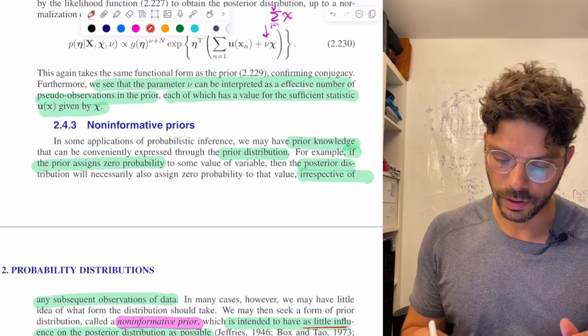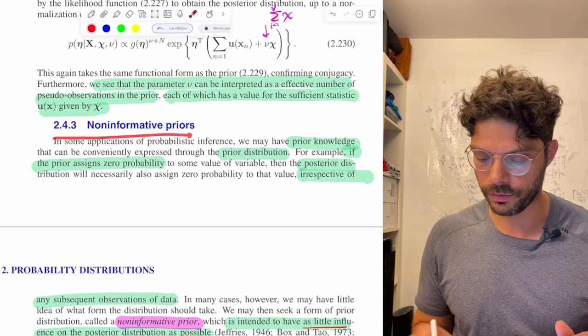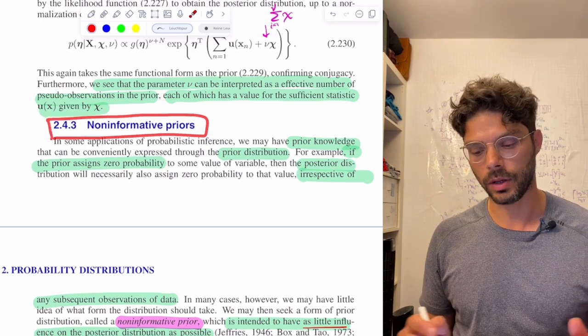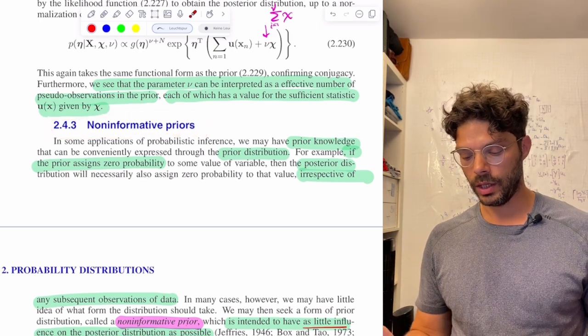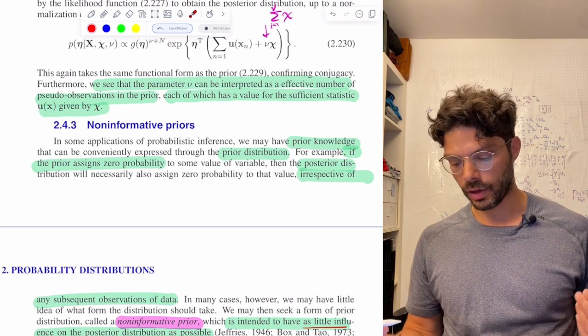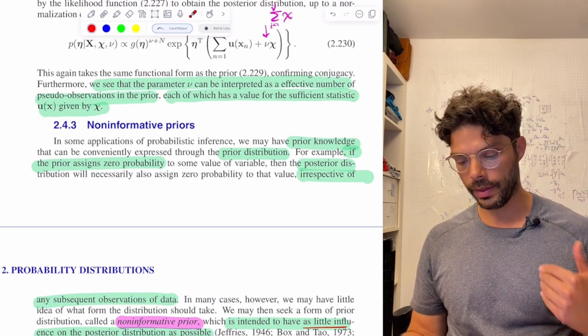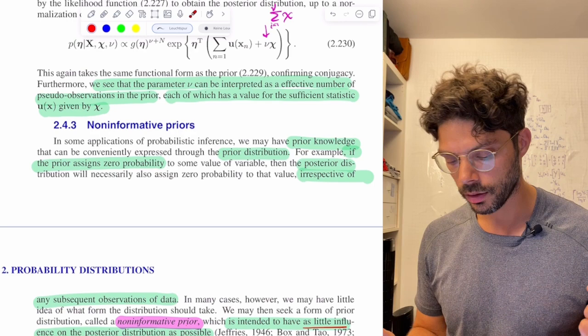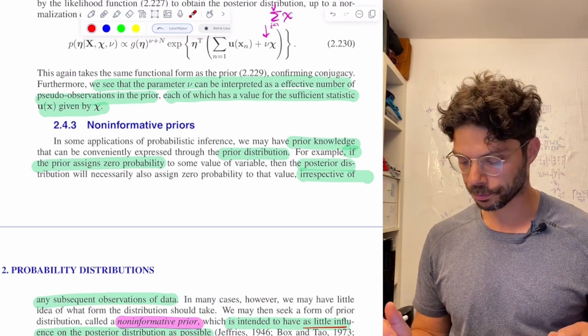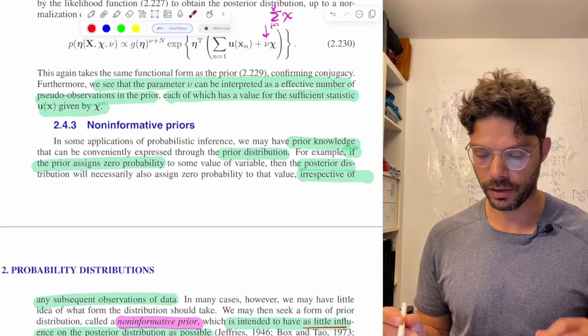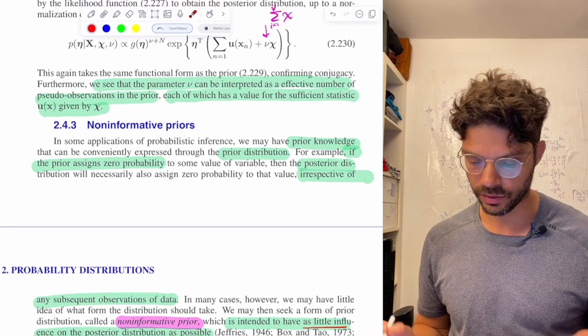All right, folks, so here we are. It's section 2.43, where we're going to talk about something called non-informative priors. So I think it does a good job of describing what they are. We'll go through the section, and then I'll have a couple of comments that I want to share about the section. Okay, so let's get into it and see what non-informative priors are.